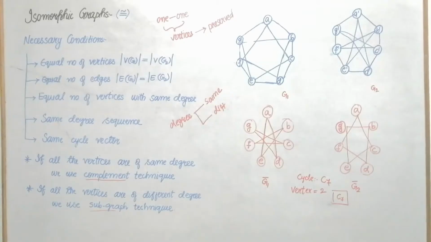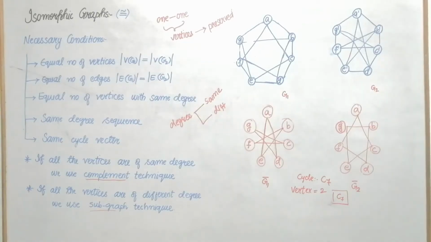And here it is also forming a cycle with 7 vertices. So that's why we'll write C7. Okay. So it is satisfying all the conditions of isomorphism. Hence, the complemented graphs are isomorphic. Then we say the original graph is also isomorphic. I hope you understood this. Okay, this was using the complement technique. Now let's do one more example with the subgraph technique where the degrees will be different.